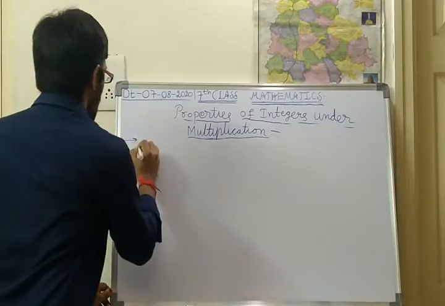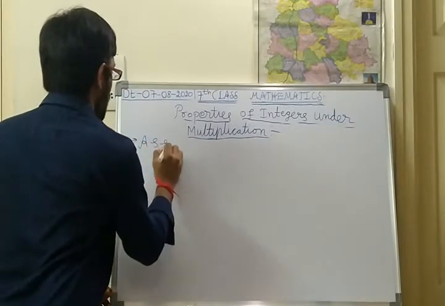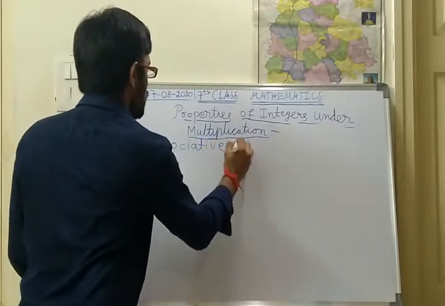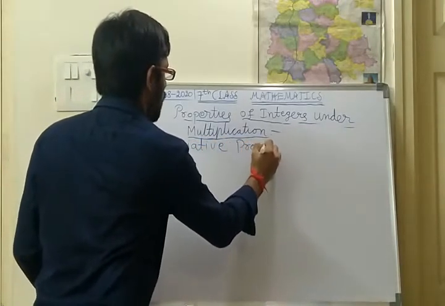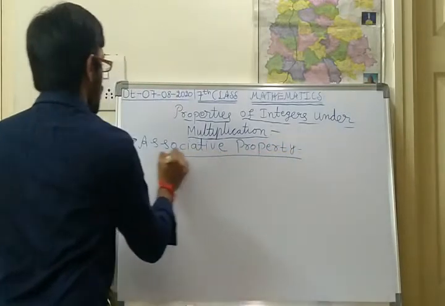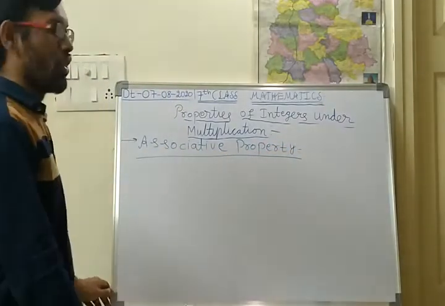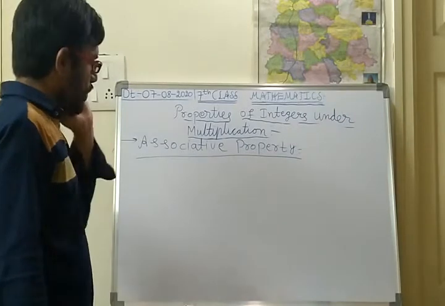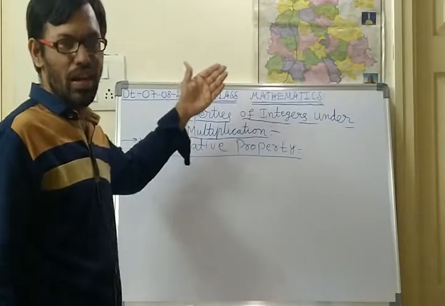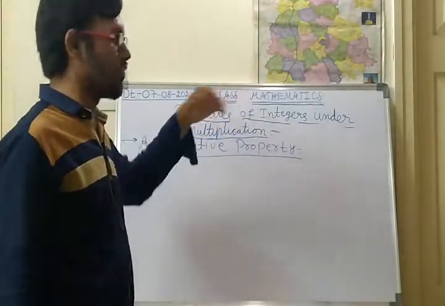Next one is associative property. Okay, what is associative property? Here we have already talked about this associative property in the addition of integers.